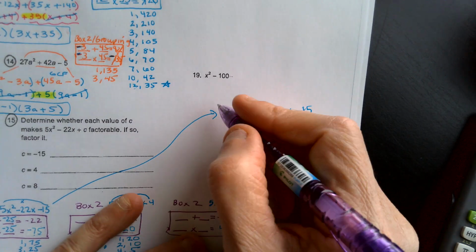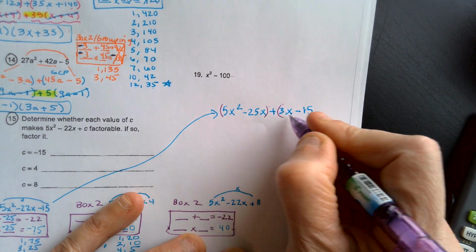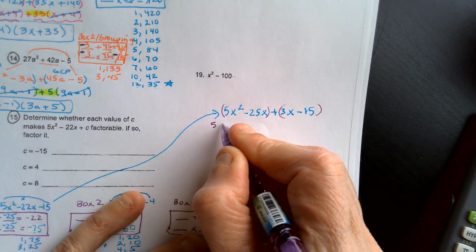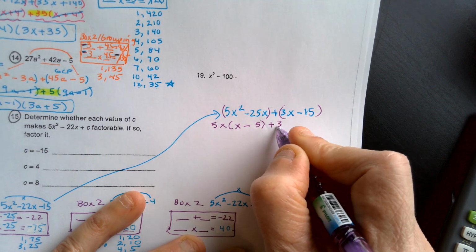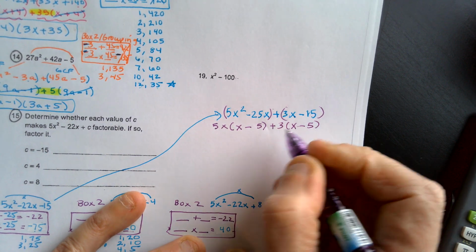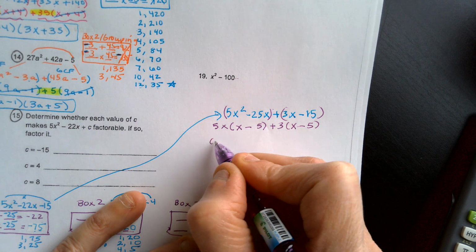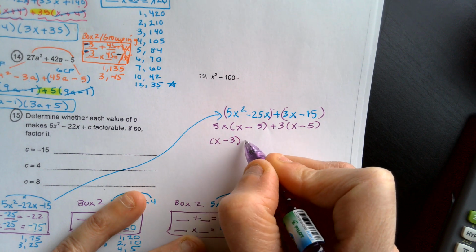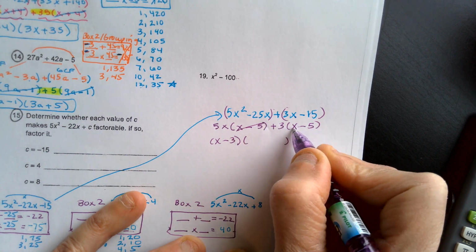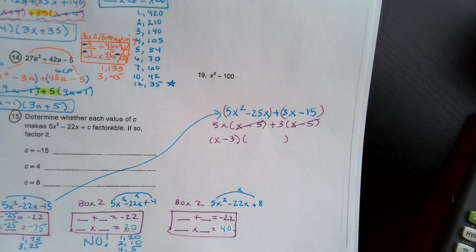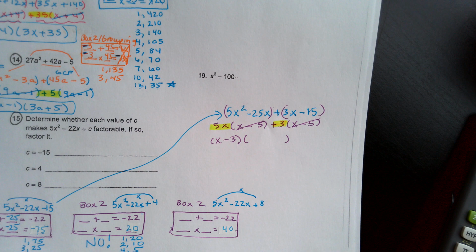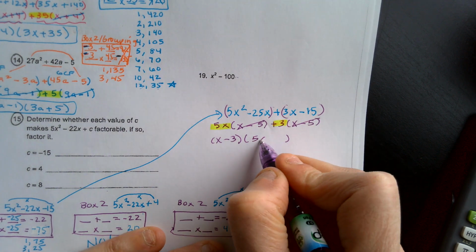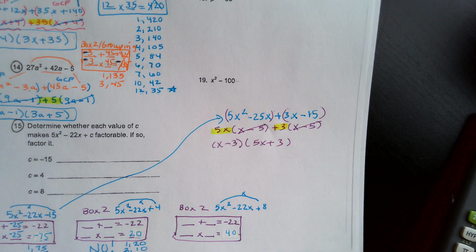I'm just going to go through this a little faster, but it's the whole grouping thing again. I can take out a 5x, x minus 5. I can take out a 3, x minus 5. Yay, they're the same. I can take that x minus 5 out front, open up a new parenthesis. When I divide the x minus 5 out, it is 1, and I am left with 5x plus 3 on the inside. So I would go over here.